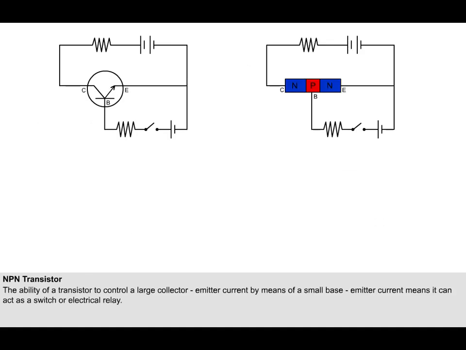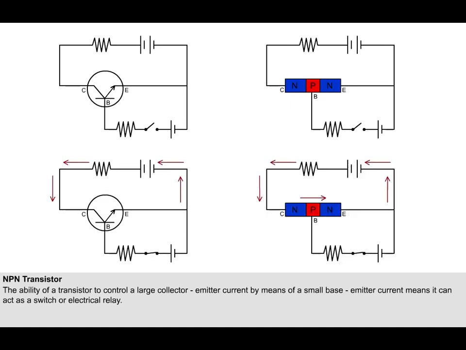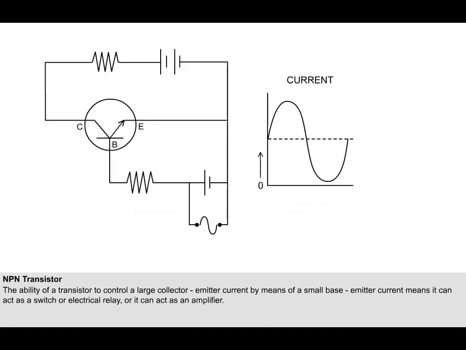The ability of a transistor to control a large collector-emitter current by means of a small base emitter current means it can act as a switch or electrical relay by turning the small base emitter EMF on and off, thus controlling the current flow in the collector-emitter circuit. The transistor can also act as an amplifier. If a small AC voltage signal is superimposed on the bias voltage, it will produce directly proportional variations in the collector-emitter current.